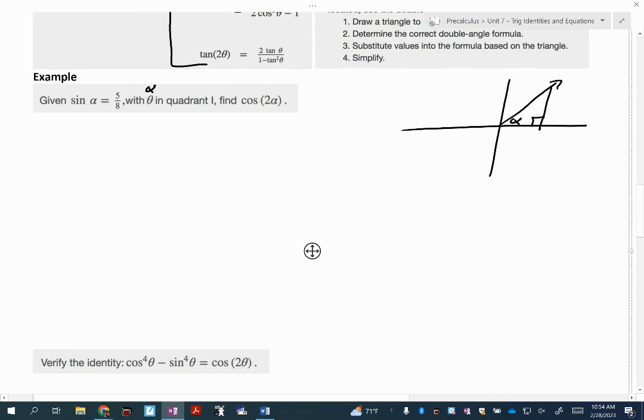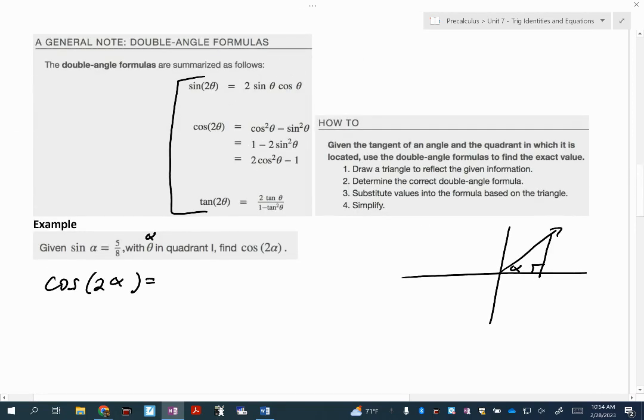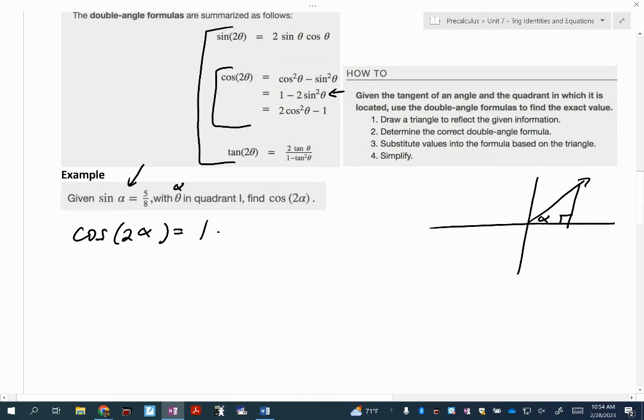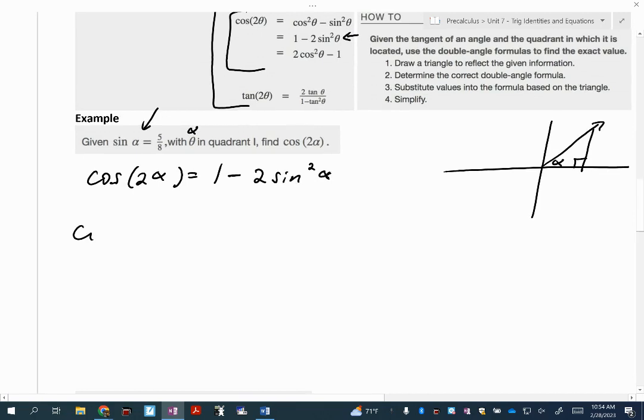So the cosine of 2 alpha is one where you've got 3 different options. Remember you've got 3 options here. And when I look at what I'm given, the sine of my angle, I only want to choose the option that only has sine, which is the second option here. So that's equal to 1 minus 2 times the sine squared of alpha. All right, so I'm going to plug that in.